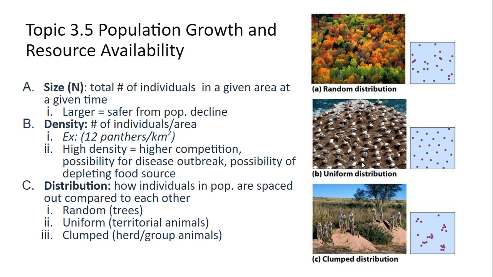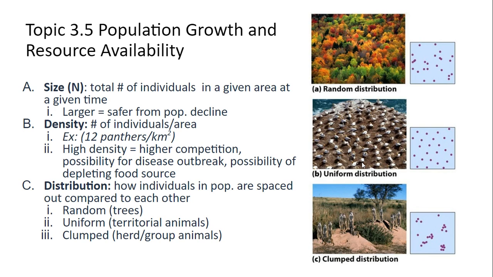The density number is usually the number of individuals over a given area. High density typically means high competition, more likely for disease outbreak, and maybe even possibility of food depletion. Now, these can be influenced by how the population distributes itself in that area. And there's three types of distribution here. One is random distribution, which is often shown with vegetation and plant species due to seed dispersal.